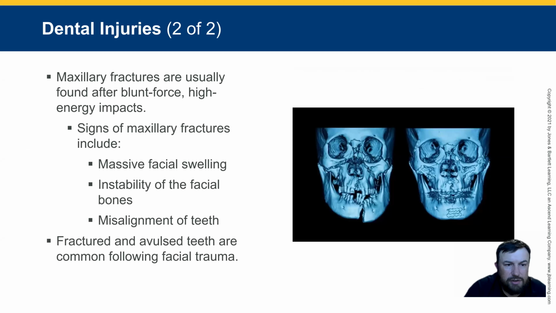Maxillary fractures are usually found after blunt force high energy impact. Signs of maxillary fractures include massive face swelling, instability of the facial bones, misalignment of teeth. Fractured and avulsed teeth are common following facial trauma. So we're going to look for those broken off teeth. So I threw this picture up there. It just kind of shows you a before and after. We've got some major facial trauma going on.